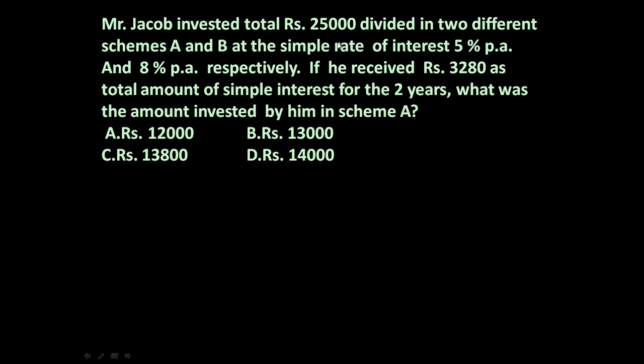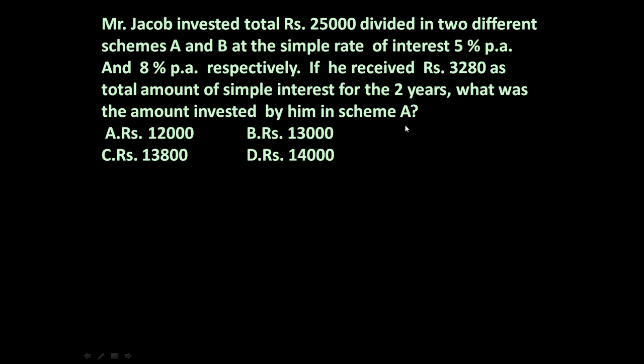Total he is having 25,000 rupees. Some amount was invested in scheme A and some amount was invested in scheme B. At scheme A he was getting 5% per annum and in scheme B he was getting 8% per annum. After 2 years he received 3280 as total interest from the two schemes. So what was the amount invested by him in scheme A?